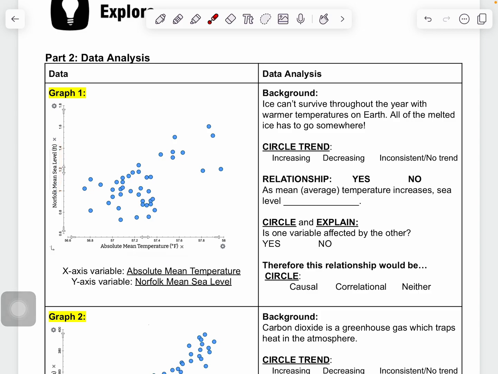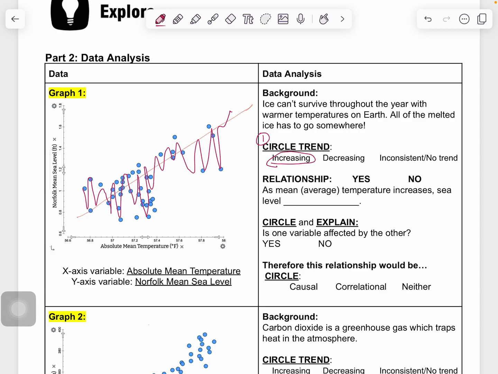Here's what I need to know, my background. Ice can't survive through the year in warmer temperatures. And when the ice melts, it has to go somewhere. That's the background I need to understand this graph. So first thing I look for is the trend. Do I see a trend happening? Now there's a lot of dots all over. So what we did in class was play a little connect the dots, just a really rough visual of connect the dots. While I look at that overall trend, I'm definitely seeing a trend, and that's going to be increasing.